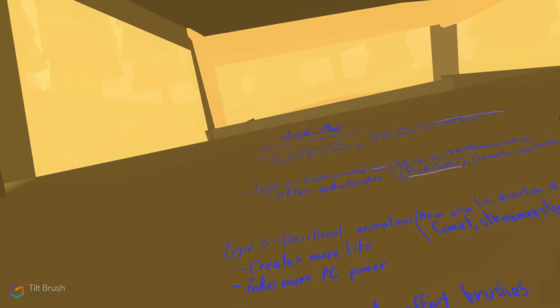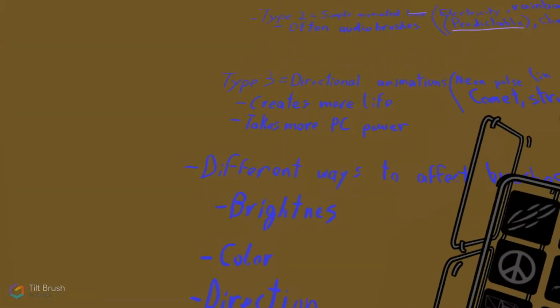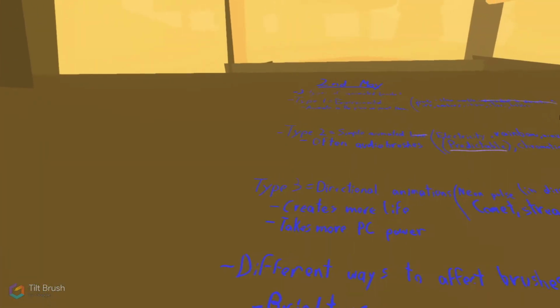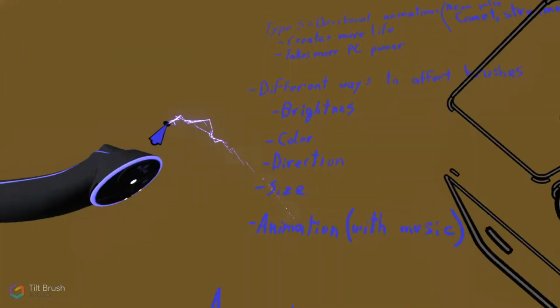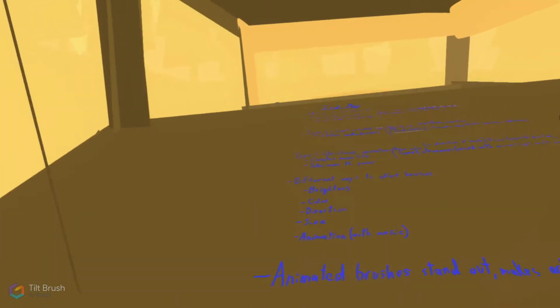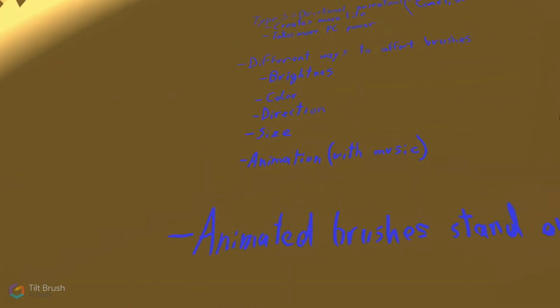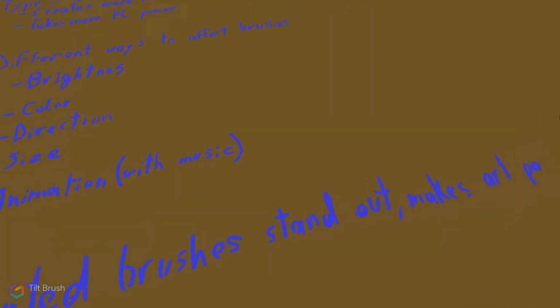And overall, first of all, type 3 ones usually take more PC power because it takes much more detail and much more specific needs for the PC to calculate how the brushes will go. So that's the thing to keep in mind, as my PC really isn't that strong if I make a big drawing or world. And animated brushes stand out.